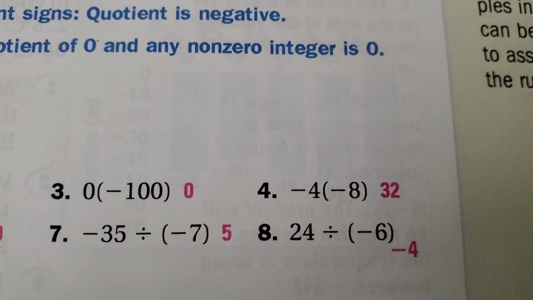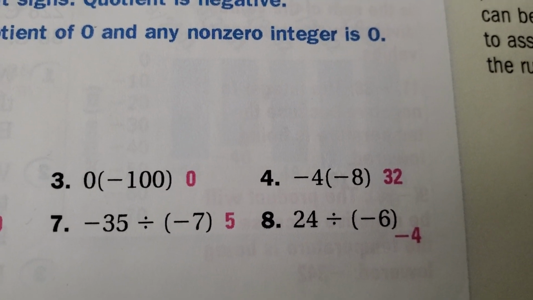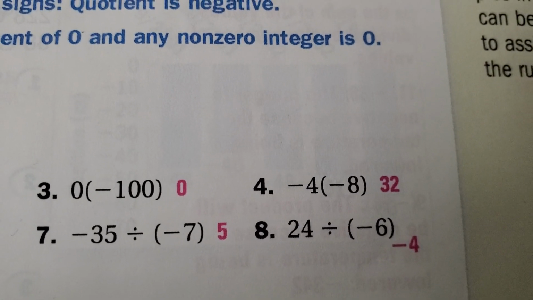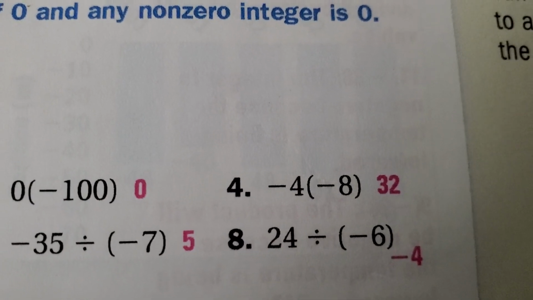Number 4, negative 4 times negative 8. Well, 4 times 8 is what we want to multiply. 4 times 8 is 32. It's a negative times a negative. The signs are the same, so my answer is positive.